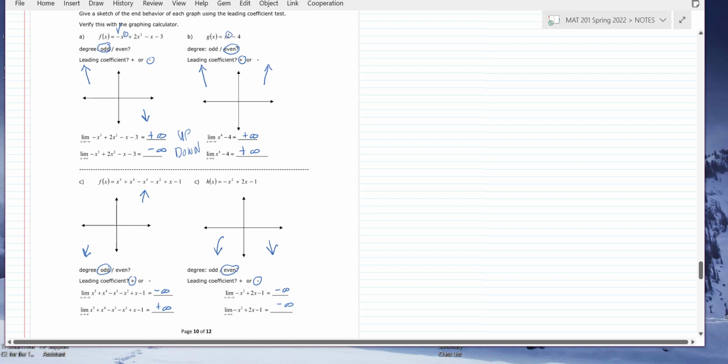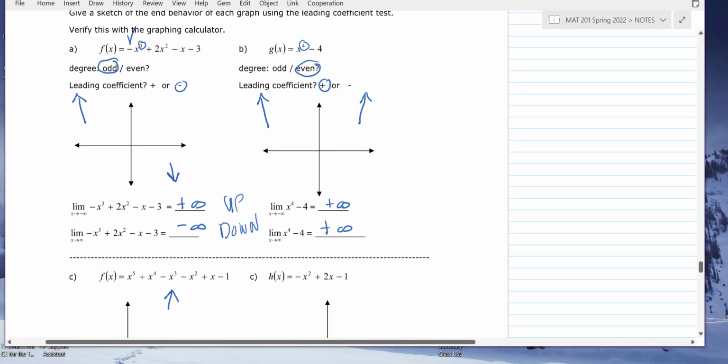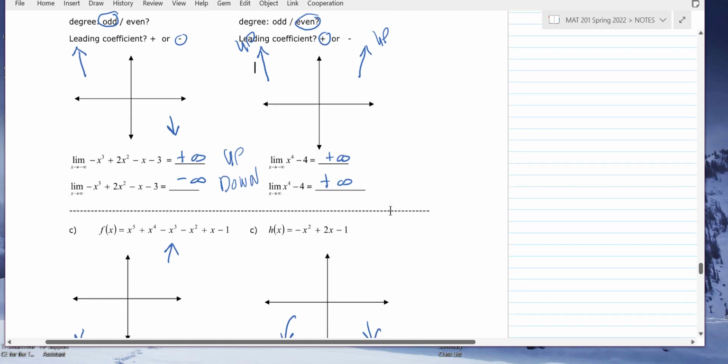The next one is an even degree polynomial. The highest power is 4, so it's an even degree. The number in front is positive. That means the graph does this. This just means you're going up. So that would mean the limit of both of these is going to go to positive infinity. It's getting bigger forever.